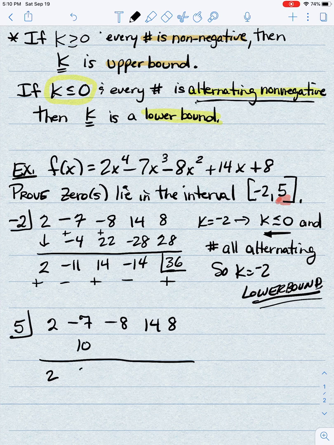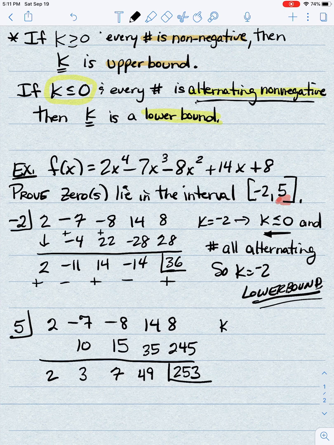So that would add down to 3. 15, add down, so 7. 35, add down, 49. Now the numbers are getting big. 245, and our remainder here is 253. Okay, so this time, what is our conclusion?